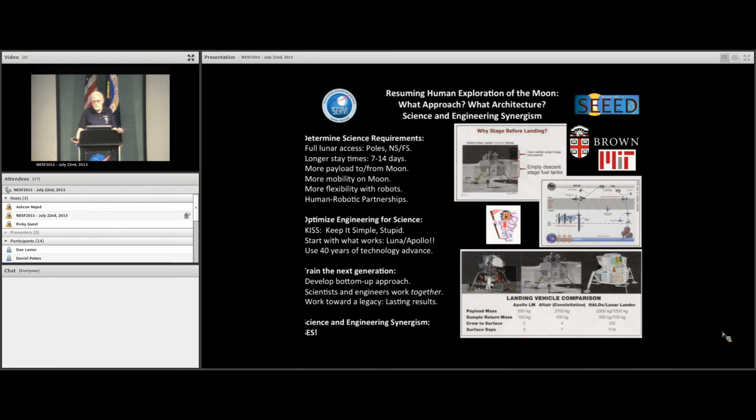So this is really an incredible thing. What we're trying to do here is optimize the engineering for science, keep it simple, start with what worked, Luna and Apollo, and use 40 years of technology development. But a key point here is that we're training the next generations as well.